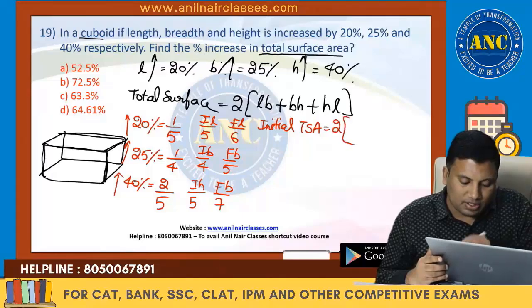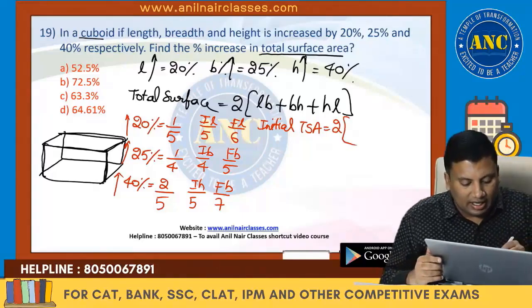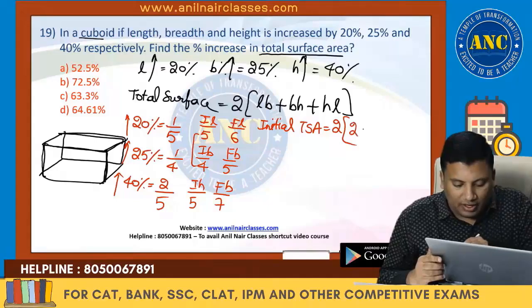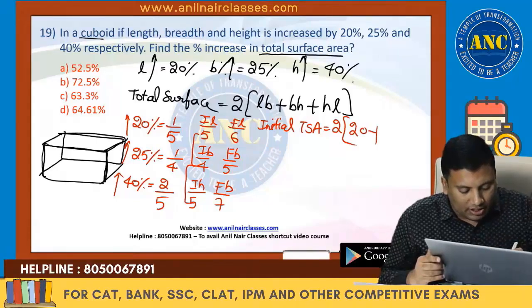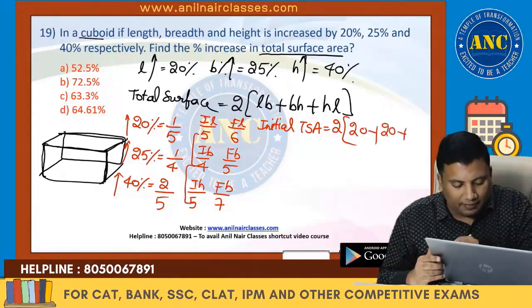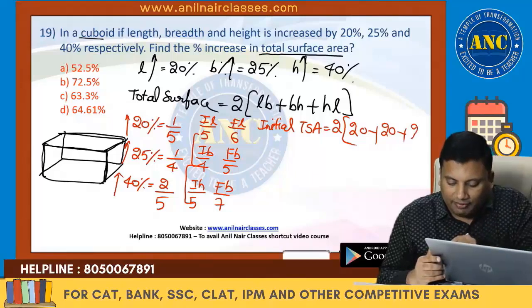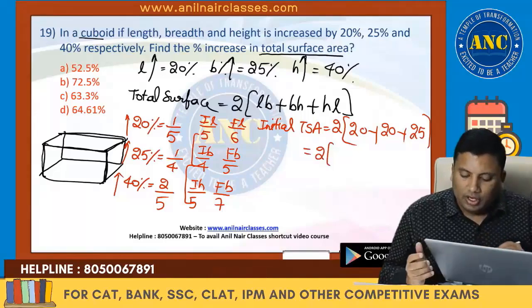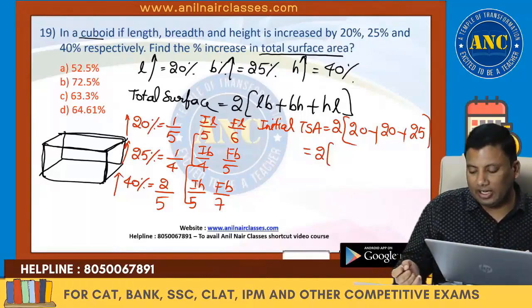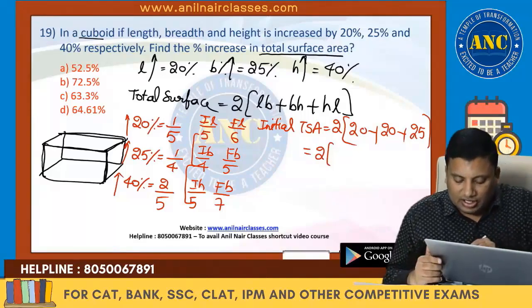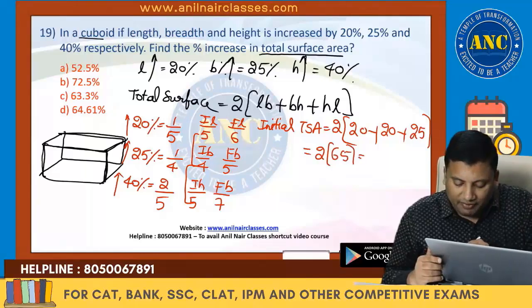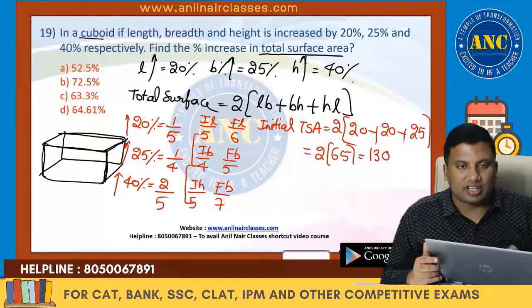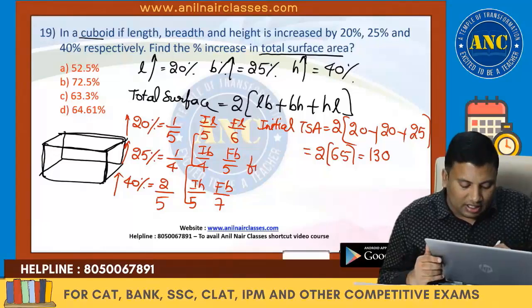Initial total surface area: L into B, 5 4s are 20. B into H, 5 4s are 20. H into L, 5 5s are 25. So 2 into 20 plus 20, 40, 40 plus 25, 65. 2 into 65. Initial total surface area is 130.